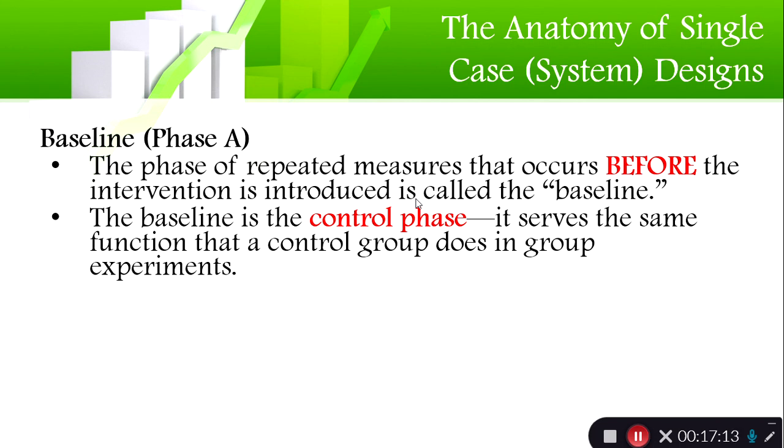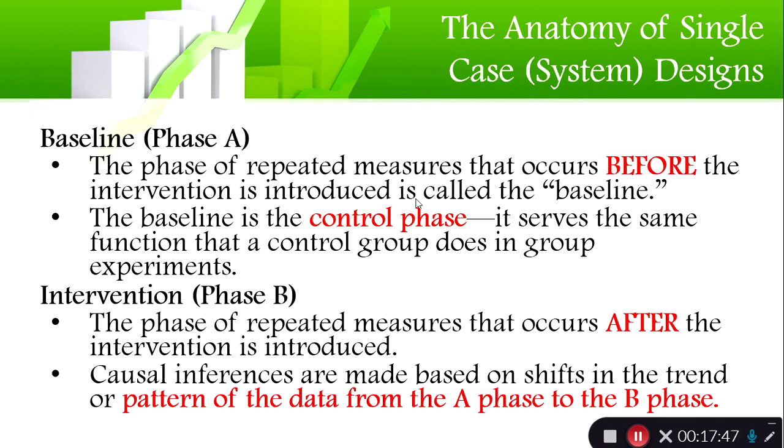This is the phase of the repeated measures that occurs before the intervention is introduced. So the data points that we collect, or the repeated measures that we collect prior to the introduction of the intervention, is called the baseline. The baseline is the control phase, and it serves the same function that a control group does in group experiments, for example, a quasi-experiment or a true experiment.